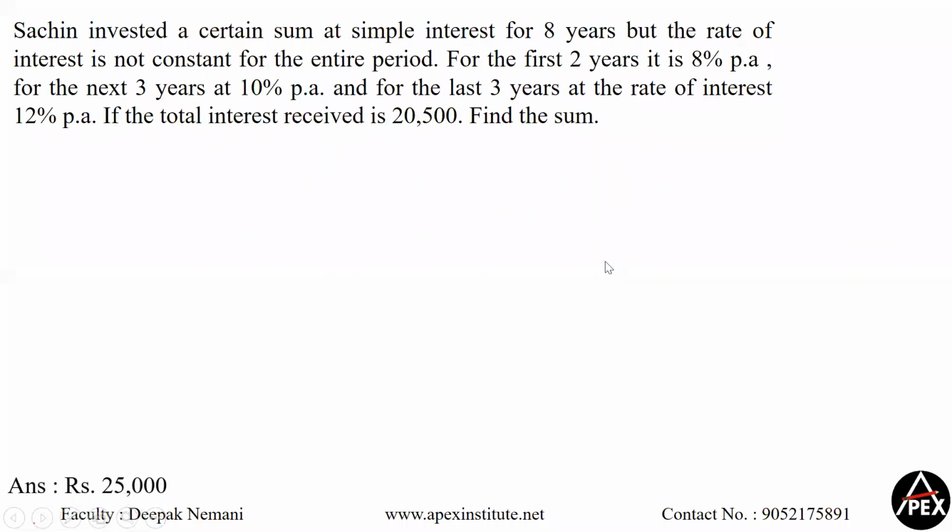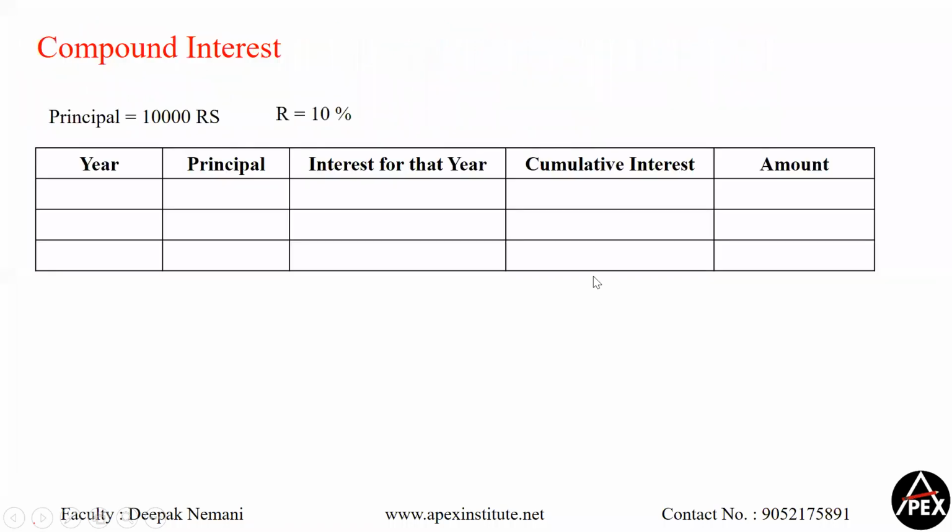So the answer for this should be 25,000. Okay. Now moving to compound interest. First, let's understand how compound interest is different from simple interest. Okay, so let's consider the previous example.